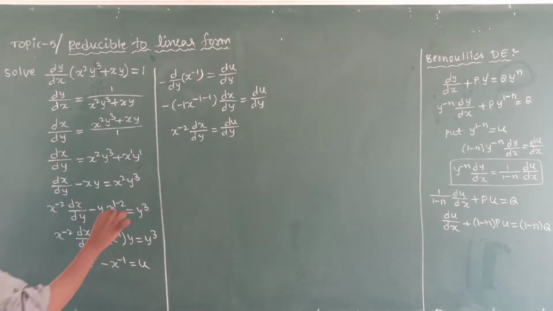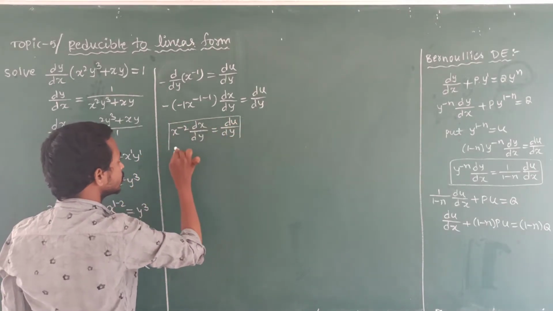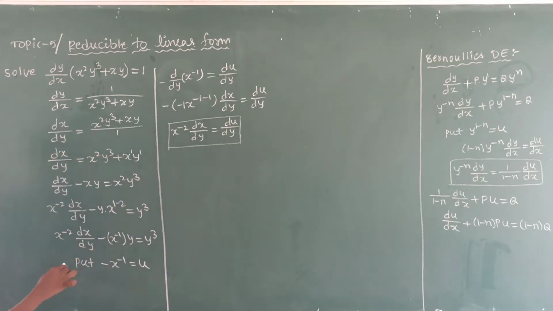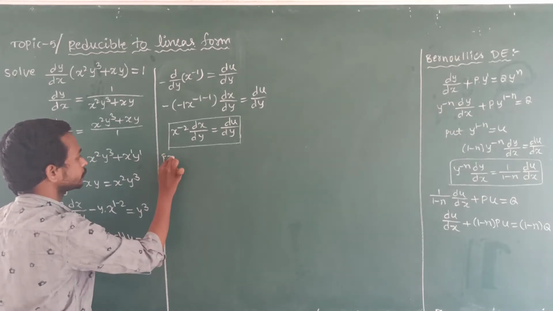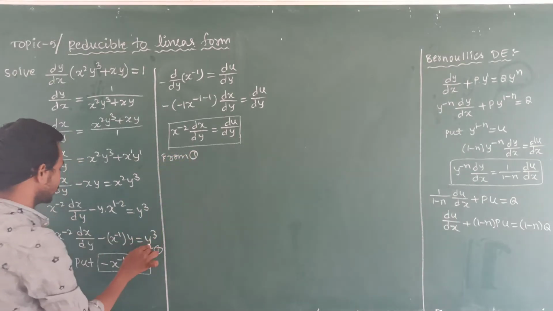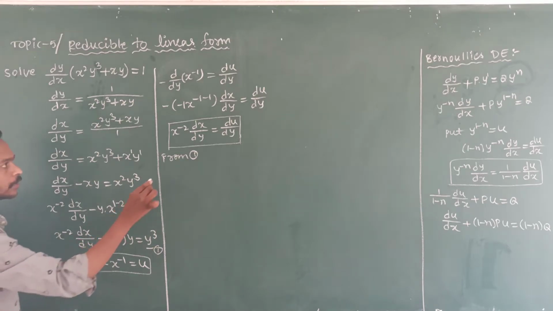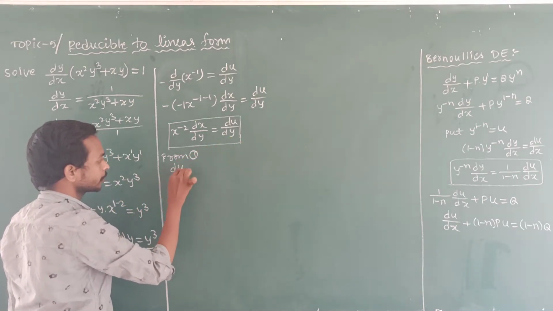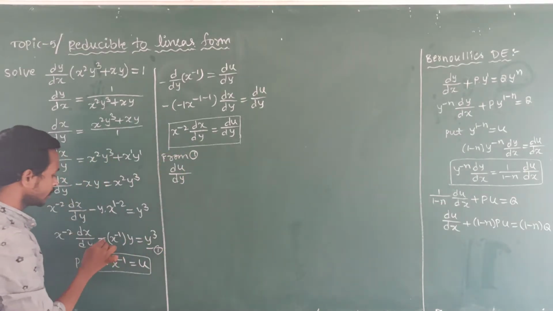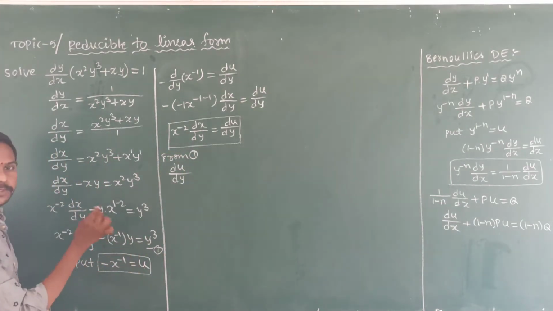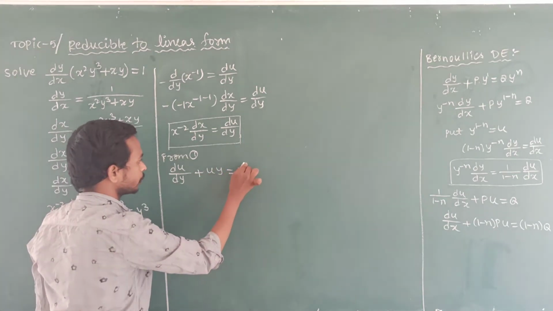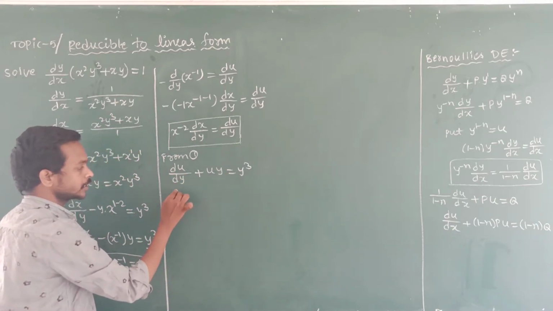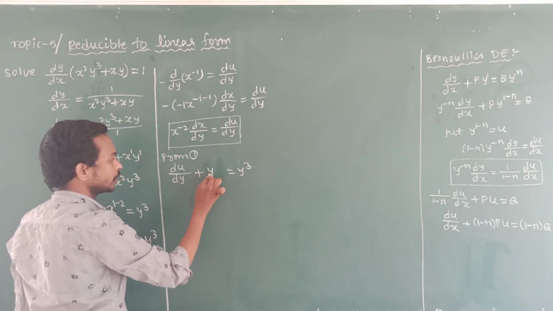Okay, now we have to substitute this in equation number 1. Now from 1, in place of x power of minus 2 dx by dy we have to substitute du by dy, then minus of x power of minus 1 we can substitute as u, plus u into y is equal to y. Okay, if you observe this, I am writing here y into u.